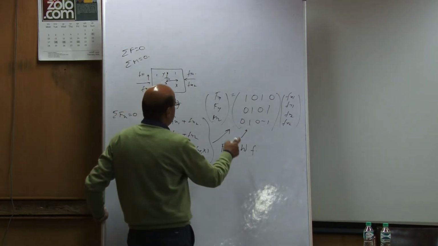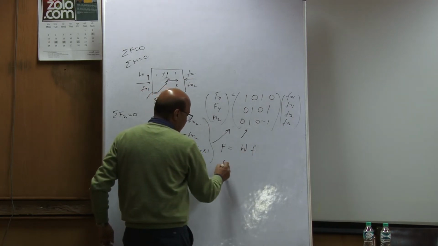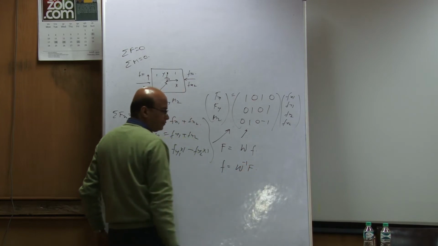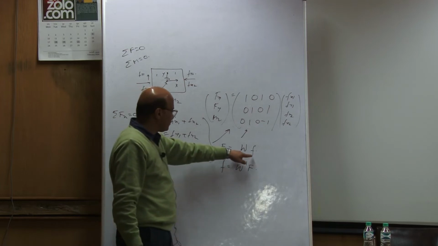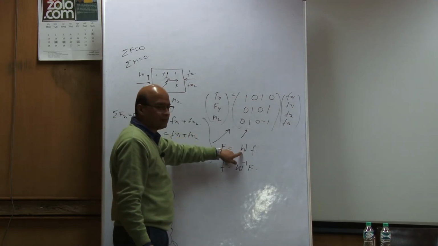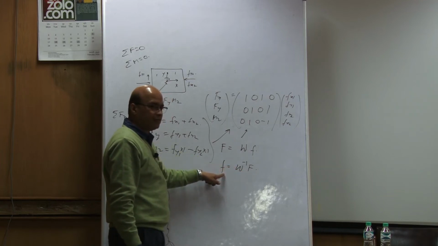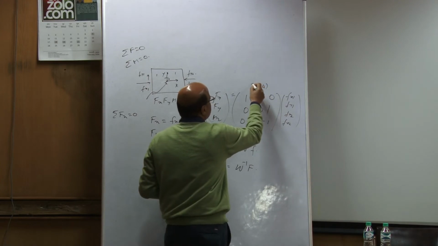So what the question was is that I want to find what is this fingertip force. In order to find F, I need to do this inverse into F. If I want to find the fingertip force, I have to take the inverse of this matrix W and bring it here, multiply with the external force, and I get my fingertip force. Now, if you look at this W, it is 3 by 4. It's a non-square matrix.